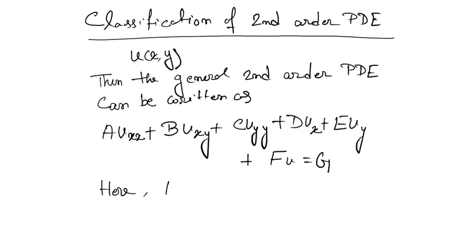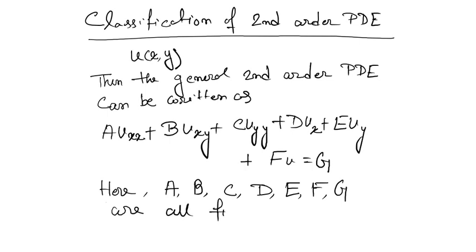Here this capital A, B, C, D, E, F up to G are all functions of the independent variables x and y. So this is the general form. Let me write it here, equation number 1. This equation number 1 gives the general form of a second order PDE.